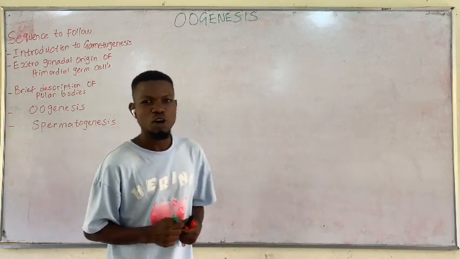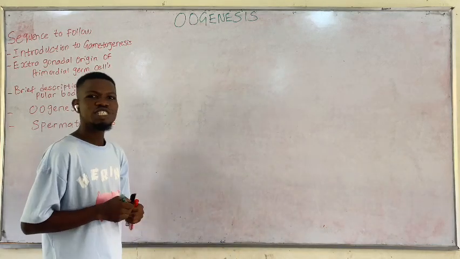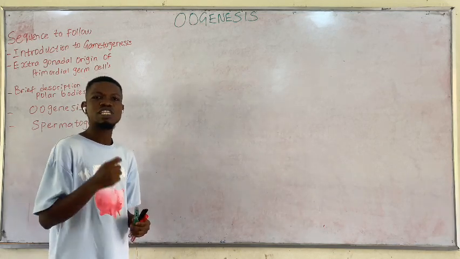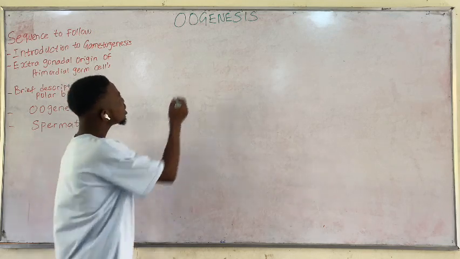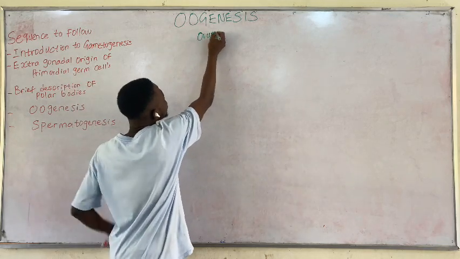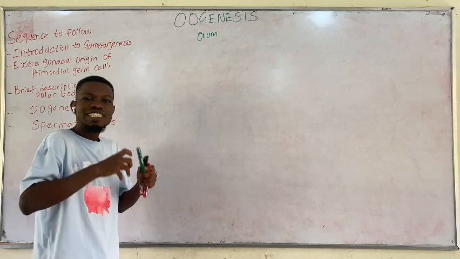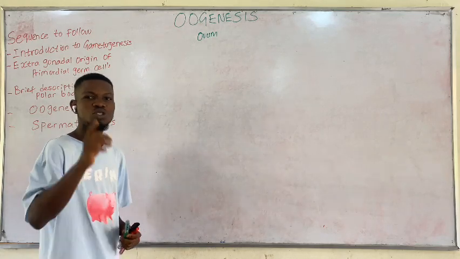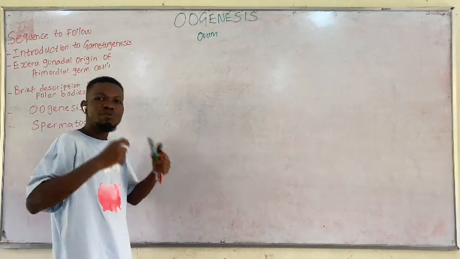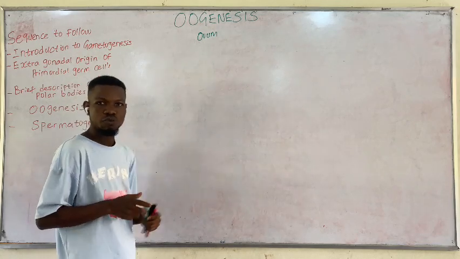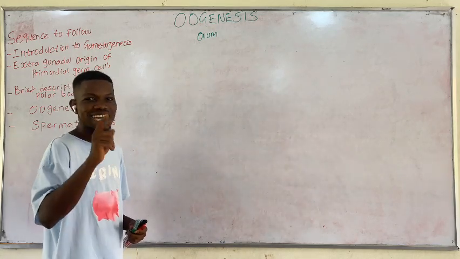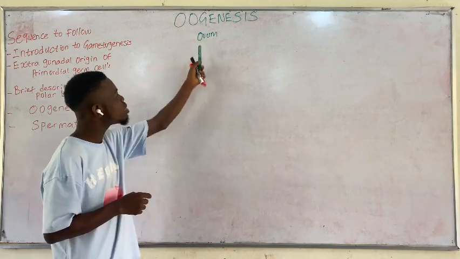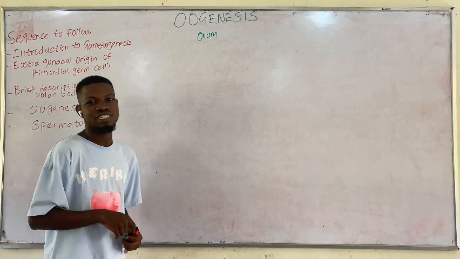Oogenesis is the process involved in the formation of female mature gametes. When we are talking about female mature gametes, we are talking about the ovum. So we want to look at how the female mature gamete is formed. If we remember in my last video, I talked about the primordial germ cell, which is the precursor cell to the formation of this ovum. So when the primordial germ cell migrates into the gonad of the female, which is the ovary, that is when they begin the process of oogenesis.